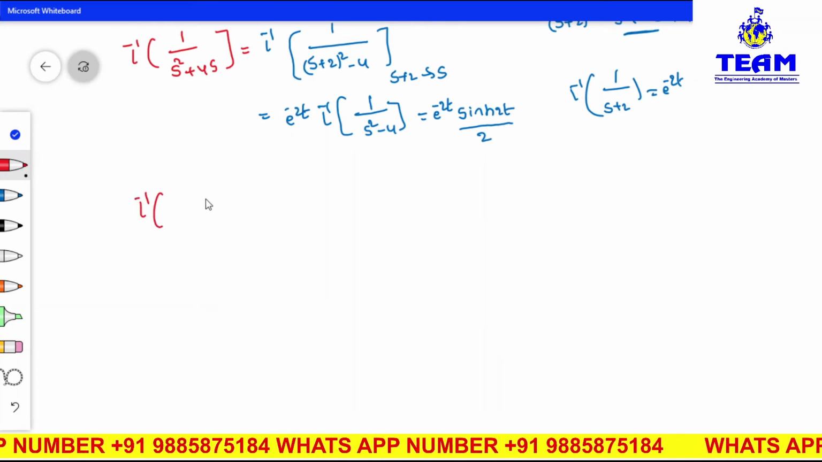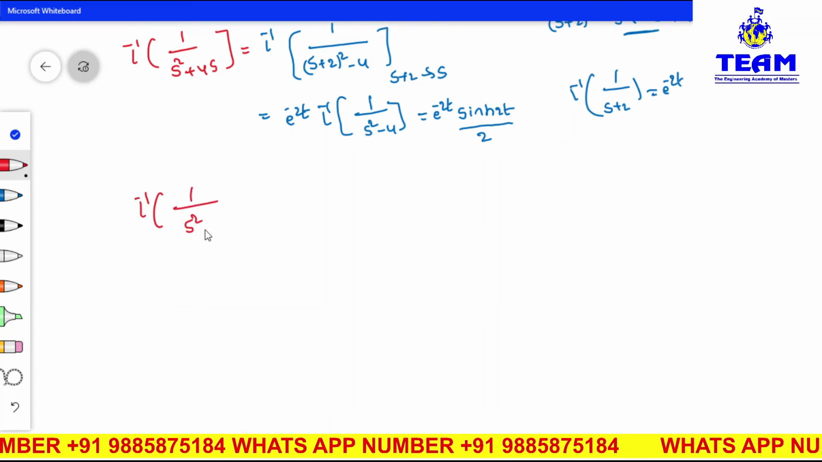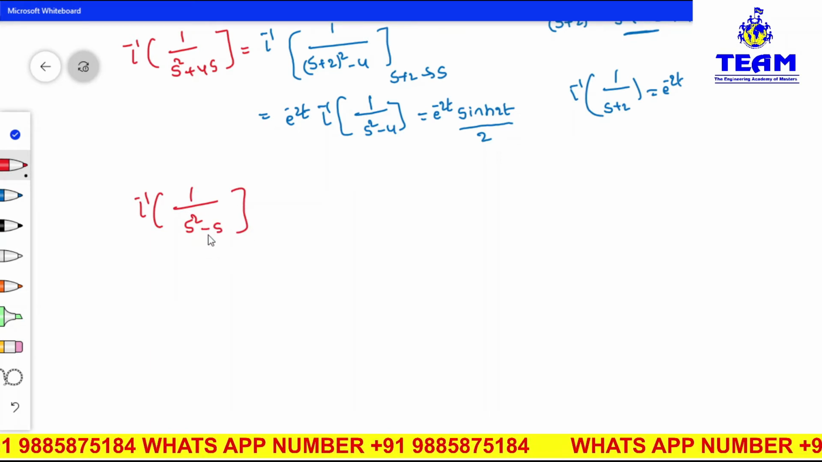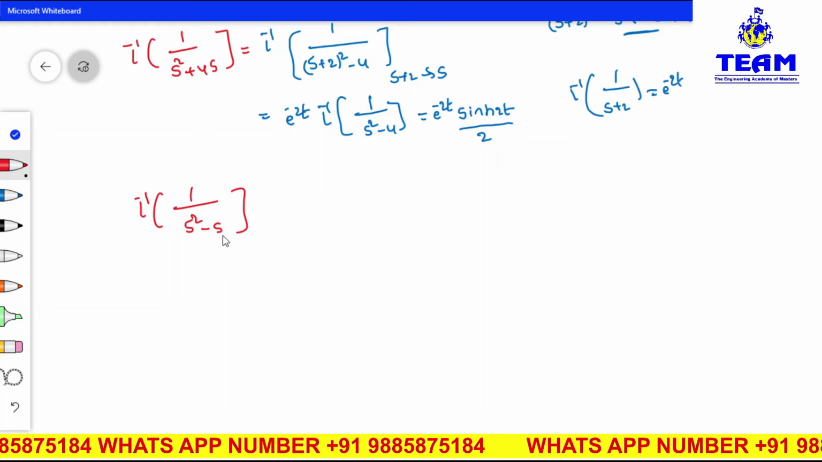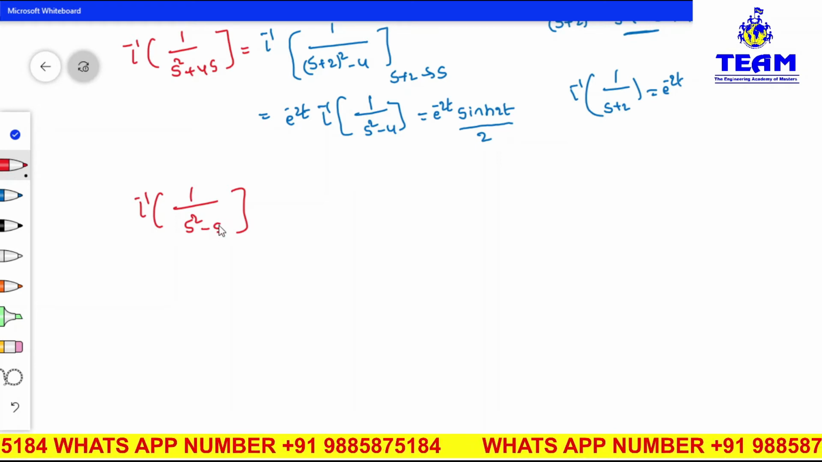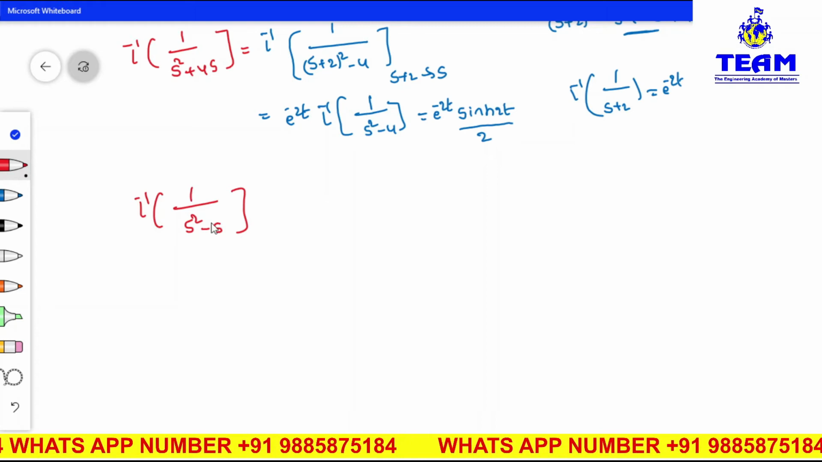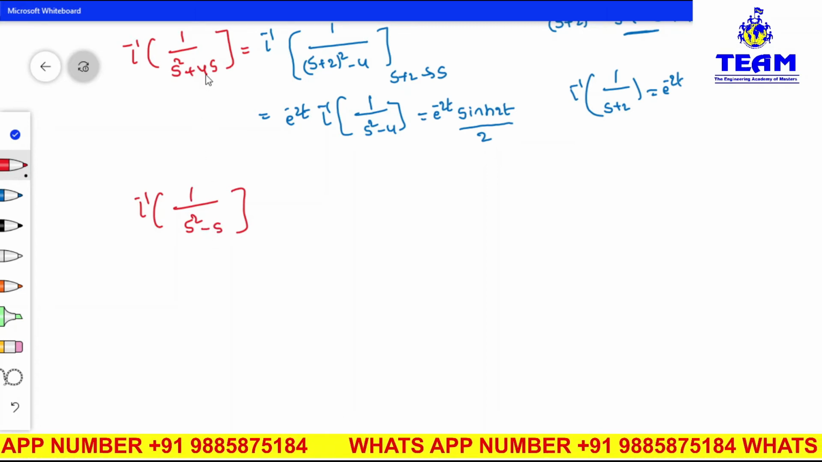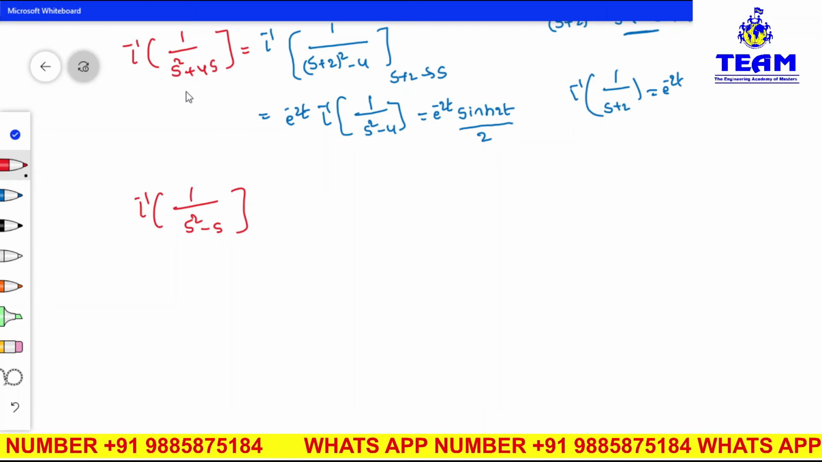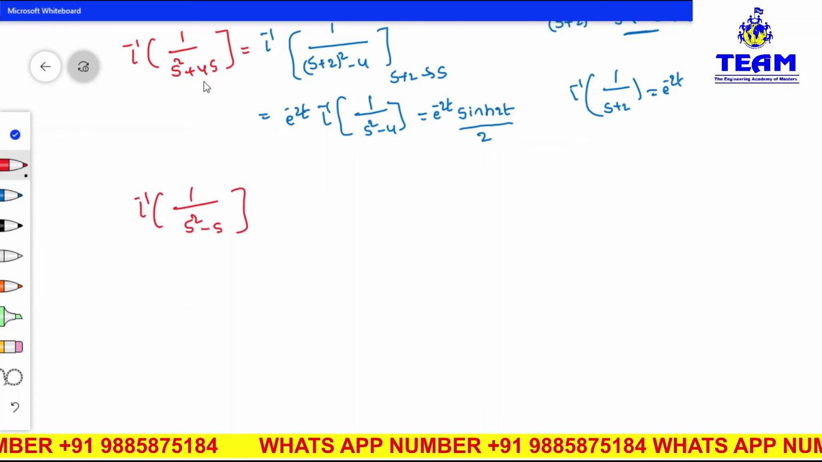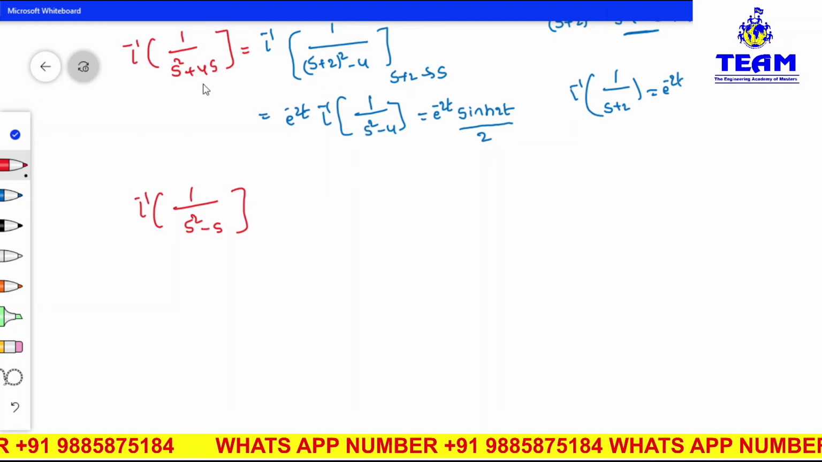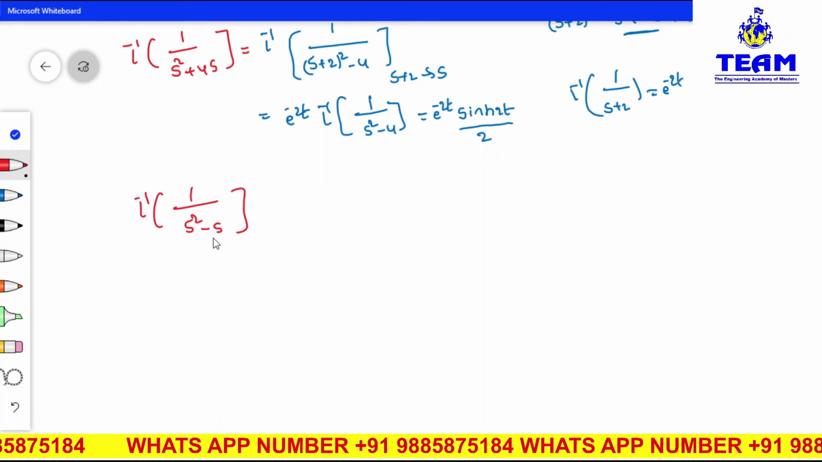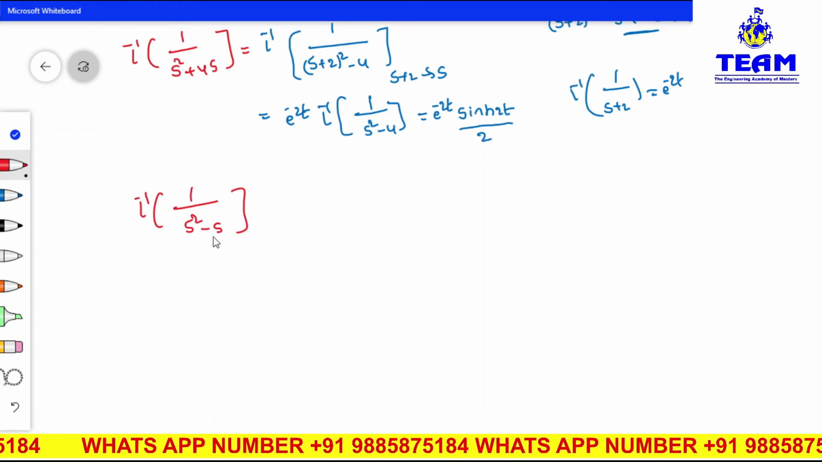Next problem. Find L inverse of 1 by s square minus s. Previously s square minus 2s or s square plus 2s were there. In that case, what we did is divide the coefficient by 2. Here 4s was there, we divided with 2 and wrote s plus 2. If 6 is there, divide with 2 means (s plus 3) whole square. If 8 is there, (s plus 4) whole square. But here the s coefficient is minus 1. So what to do? Minus 1 divided by 2 means minus 1 by 2.